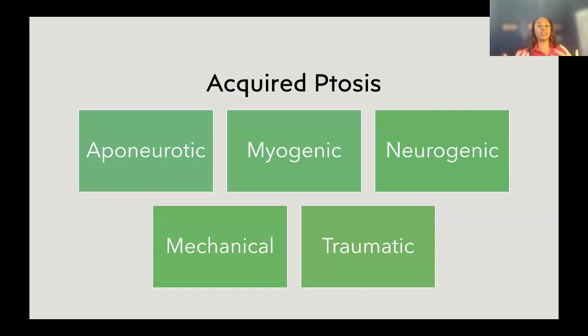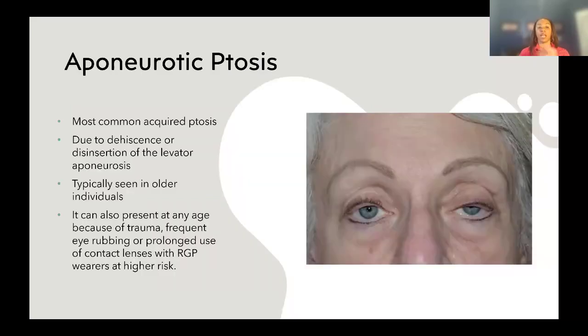But if we didn't know that to be true, we really need to work through these categories and figure out if we're dealing with something that's purely cosmetic or something a little bit more serious. So aponeurotic ptosis, myogenic, neurogenic, mechanical, traumatic, those are all the different types of acquired ptoses. Aponeurotic is the one that we see all the time. It's the most common acquired ptosis. It's also called involutional ptosis.